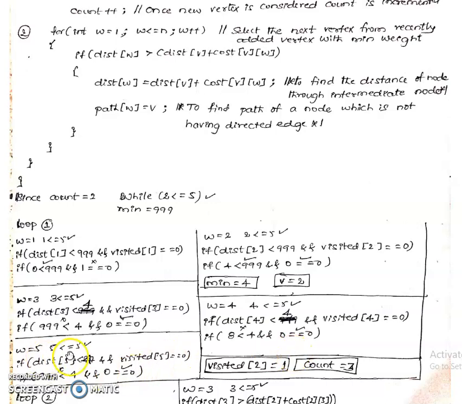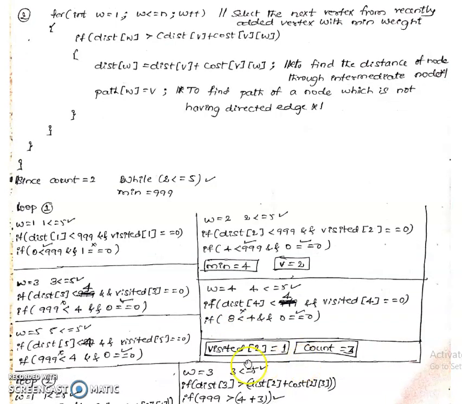Similarly, W is equal to 5. Distance of 5 is equal to 999, since you don't have a direct edge. Less than 4 is false, 0 double equal to 0 condition is true. Only one condition is false, so it is false. So soon after this, you have two statements. Visited of 2 is equal to 1, which means the second vertex I am going to consider. So the second vertex I have visited successfully.